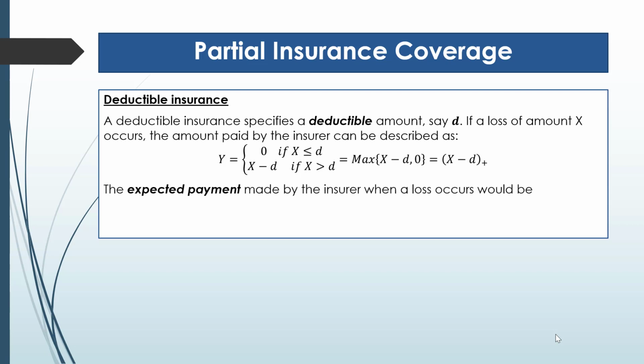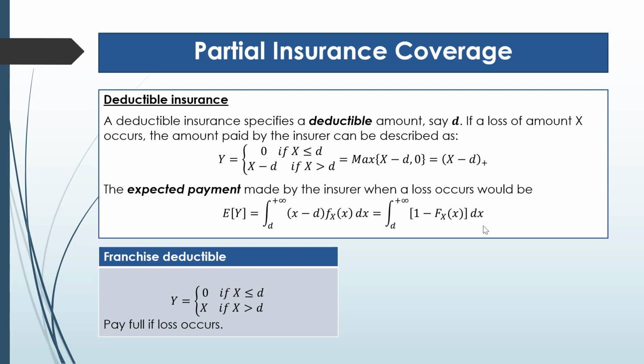The expected payment made by the insurer when a loss occurs would be the expected value of Y. Here when X is less than D, Y is 0. So when we take the integral, we can start at D. So the expected value of Y is, we integrate from D to infinity, X minus D times the PDF of X. And this equals the integral from D to infinity of 1 minus the CDF of X, dx.